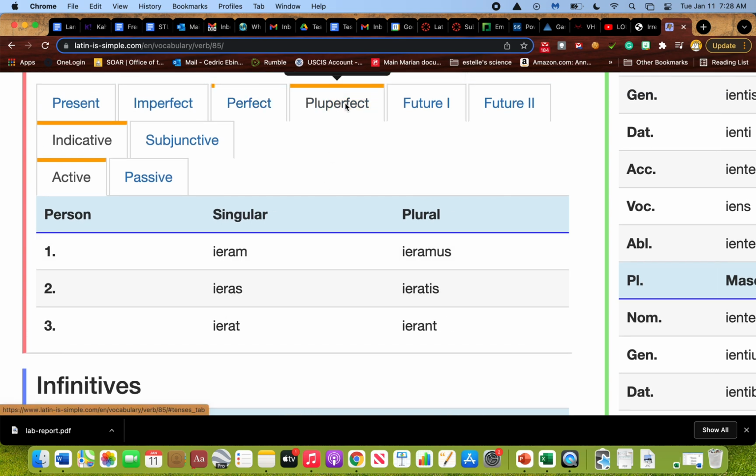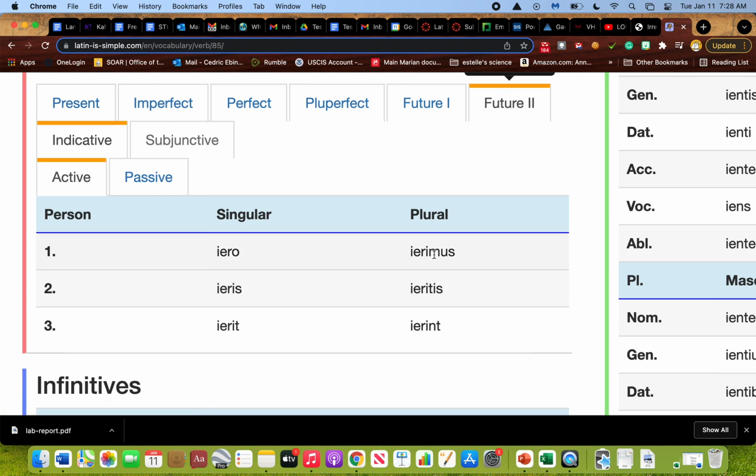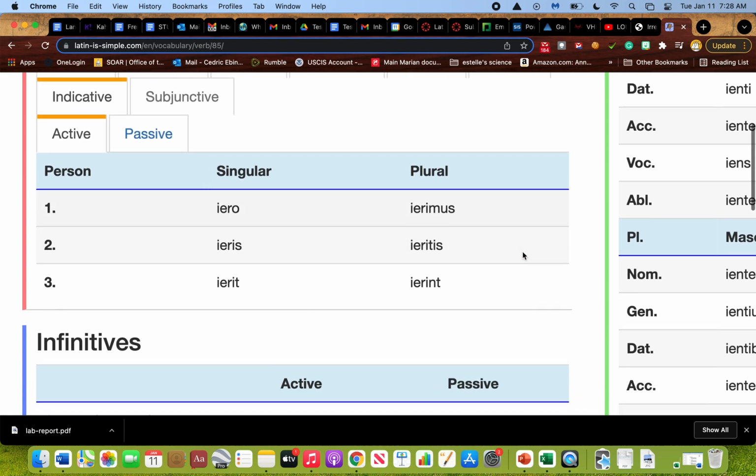So then the pluperfect, iveram or ieram right here, you could add a v between the i and the e, okay, and get your other forms, iveras, iverat, iveramus, iveratis, and iverant. And then the future perfect, iero, ieris, ierit, or ivero, iveris, iverit. That'd be a possibility. So not much else to say about this.